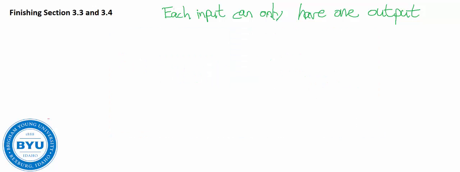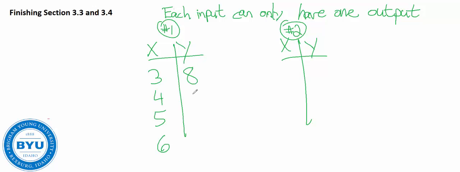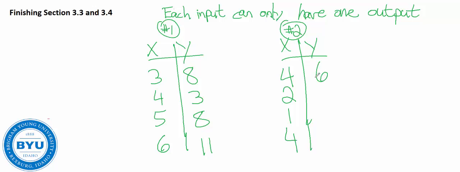With that in mind, you should be aware that some relations might not be functions. For example, here's number 1, with inputs 3, 4, 5, 6 and outputs 8, 3, 8, 11. And here's number 2, with inputs 4, 2, 1, 4 and outputs 6, 0, 11, 31. Take a look at number 1 and number 2 and see if you can identify which one is a function and which one's not a function.